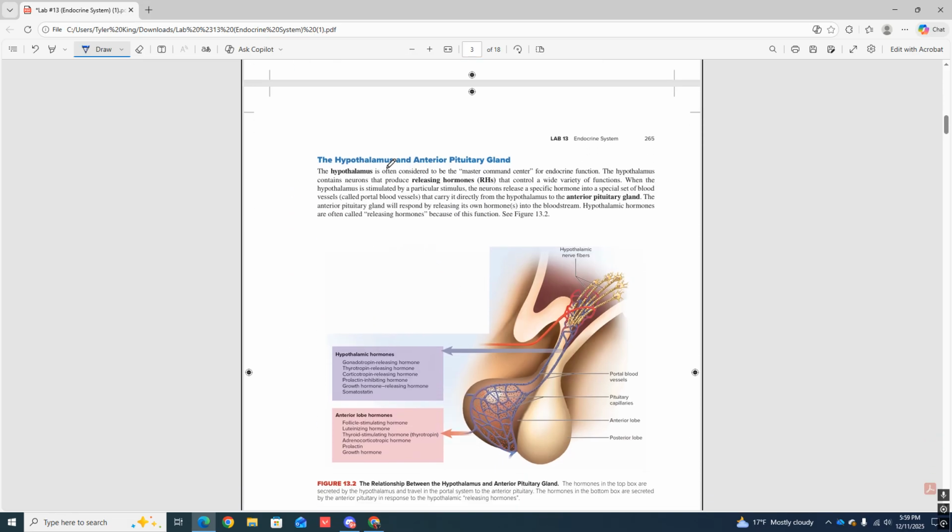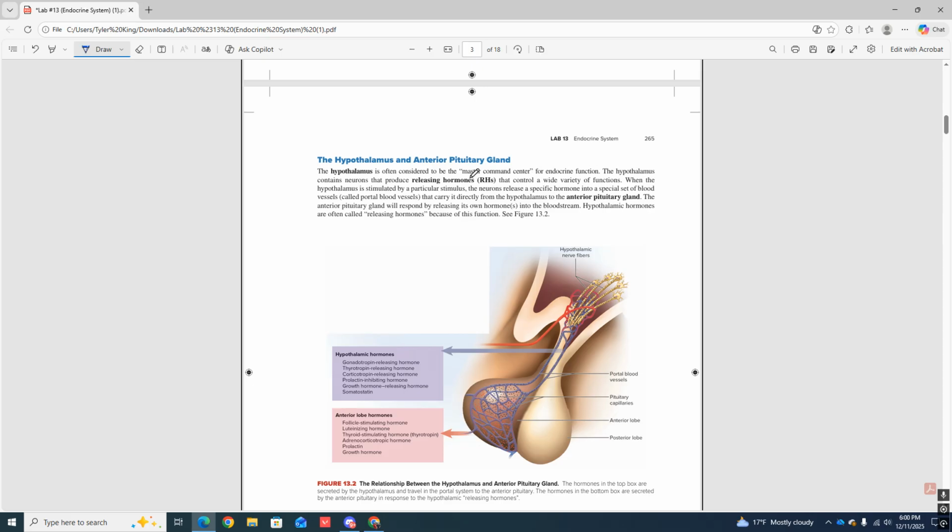I'm sure you guys have already chatted about this in lecture, but the hypothalamus is often considered to be the master command center with all of this, okay, for the endocrine function. The hypothalamus contains neurons that produce releasing hormones, RHs, as we talked about above, all right? They control a wide variety of functions.